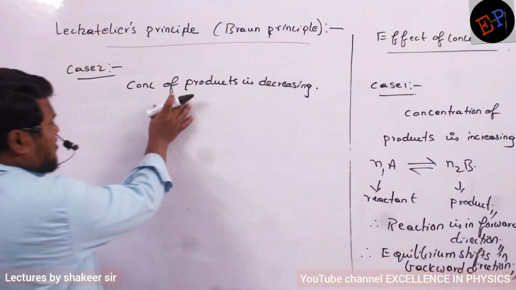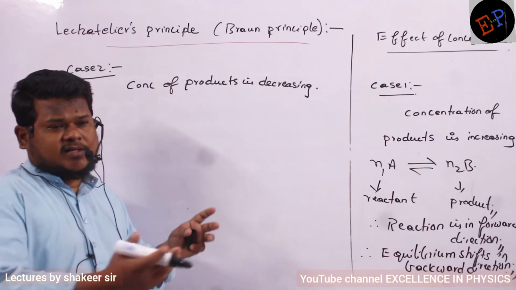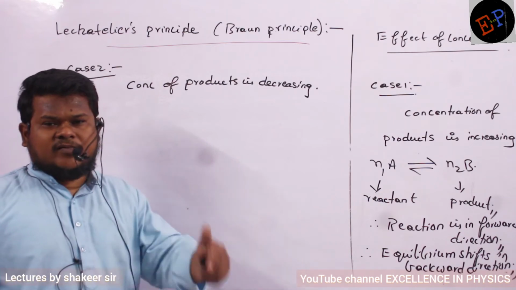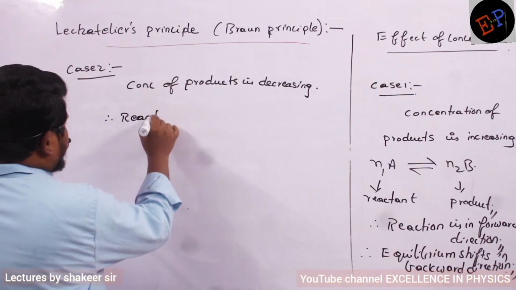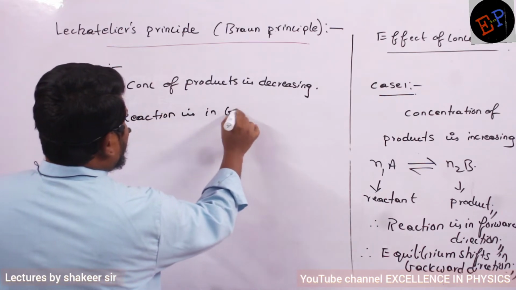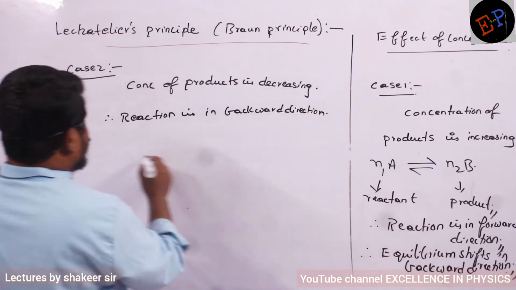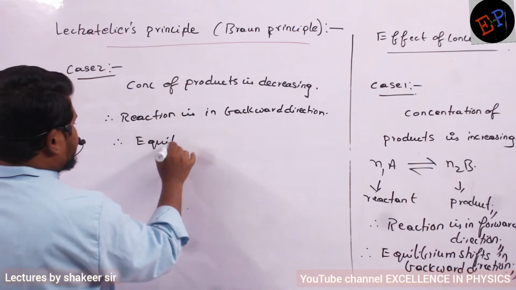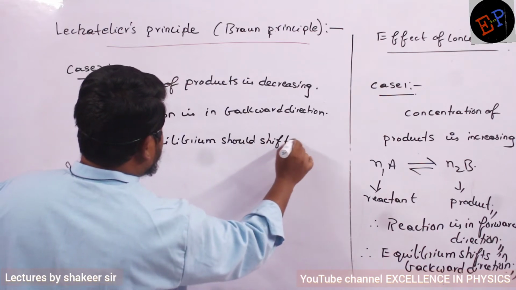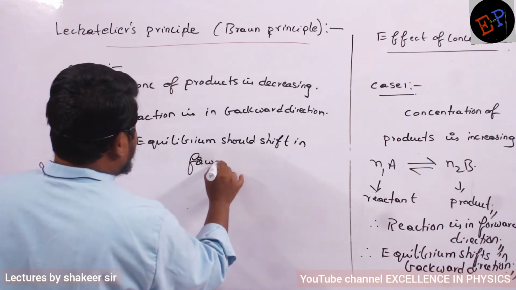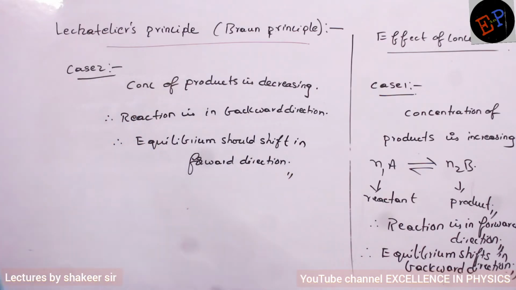Okay. So if concentration of products is decreasing, it means the reaction is undergoing which direction? The reaction is happening in backward direction. So therefore equilibrium should shift in forward direction. That's it. Therefore, the reaction is in backward direction, so equilibrium should shift in the opposite direction. So therefore it will shift in forward direction. That's it. Very simple. And similarly you can write case number 3 and case number 4 also.